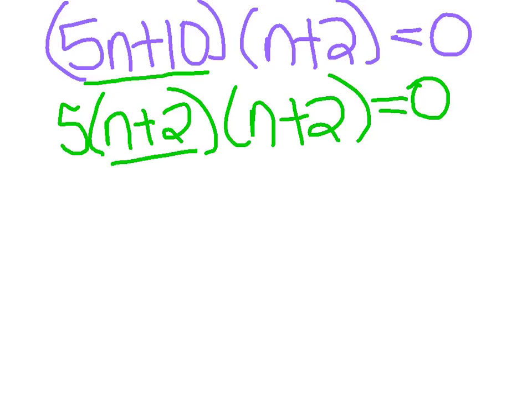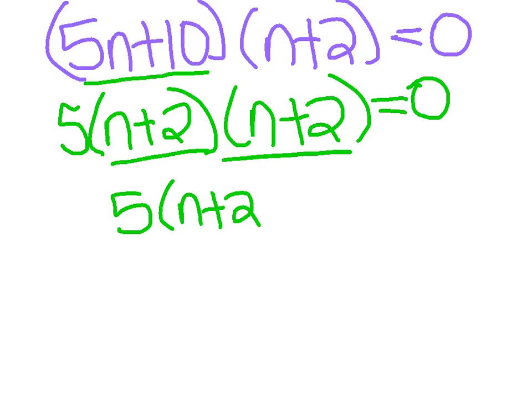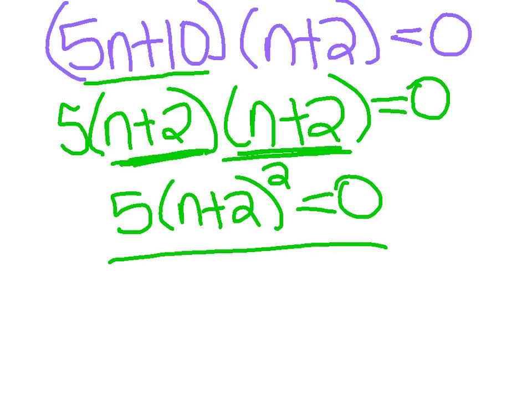So we have n plus 2 twice, so we could leave it like this because this is complete factored form. Another way we could write this would be 5 times the quantity n plus 2, squared, because we have 2 of the factors. So 5 times n plus 2 squared would give us our final factored form of our equation.